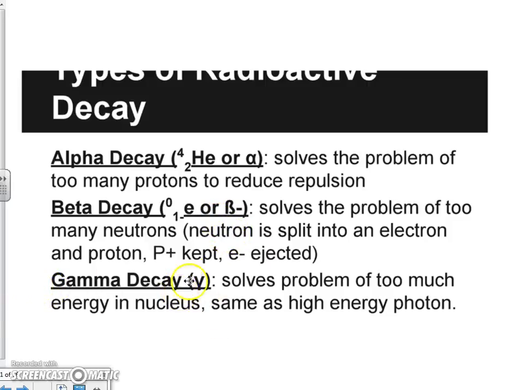Gamma decay, so the Greek letter gamma looks kind of like a Y. All this does is solve the problem of too much energy. So it doesn't change our number of particles, it just brings us down to lower energy. We usually do not show this in reactions that we're going to write.